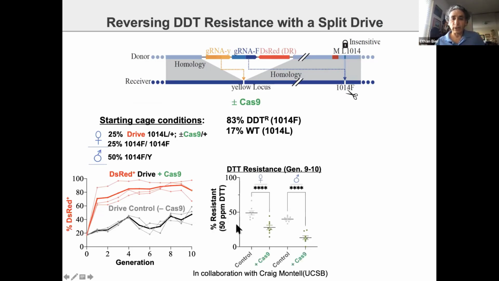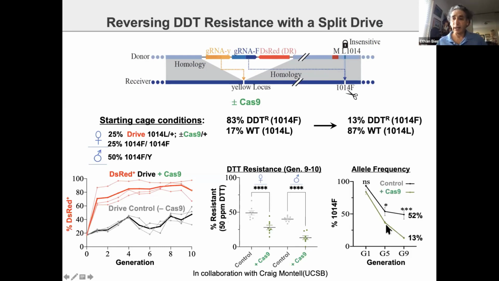Then the question is, at different generations, what is the DDT resistance profile? It dropped from 83% to roughly 50 to 40% just by virtue of the fact that there's a fitness cost associated with the DDT resistant allele over the wild type allele, but then there's a very significant additional effect of the drive element doing its part. If you look at the alleles at the end, you've reversed it: it started off at 83% resistant, and now it's only 13% resistant and 87% wild type. An interesting feature is that there's very low variance.